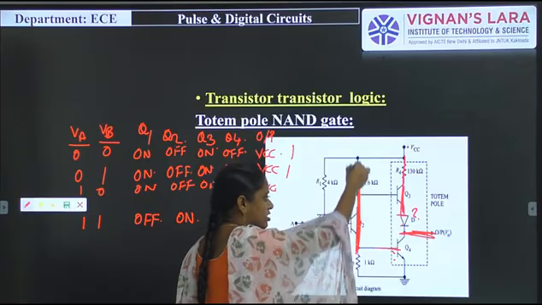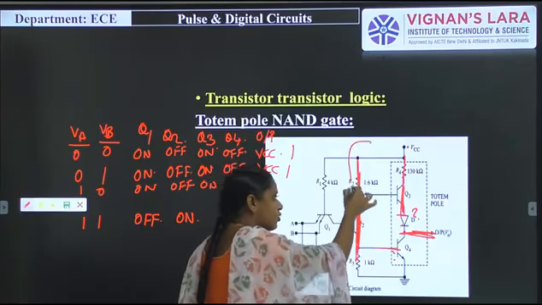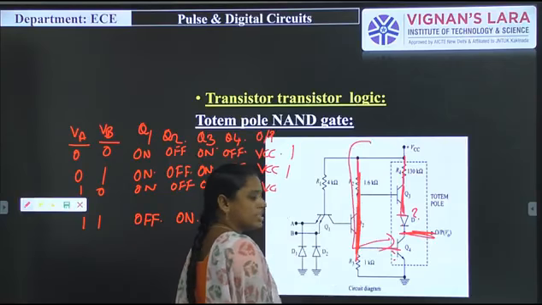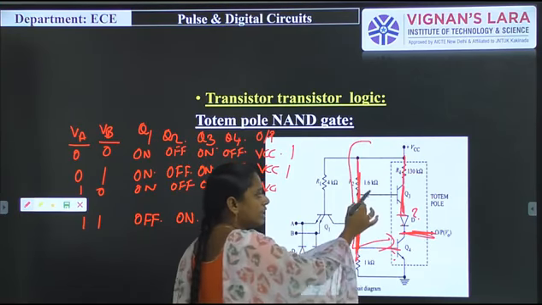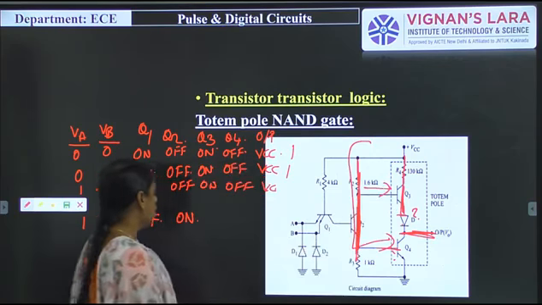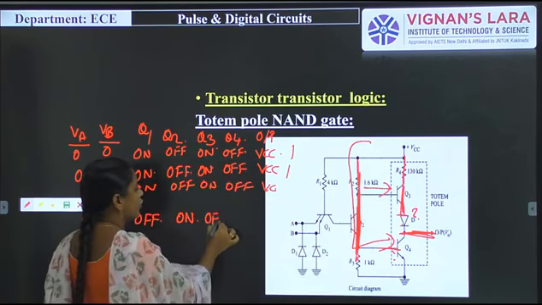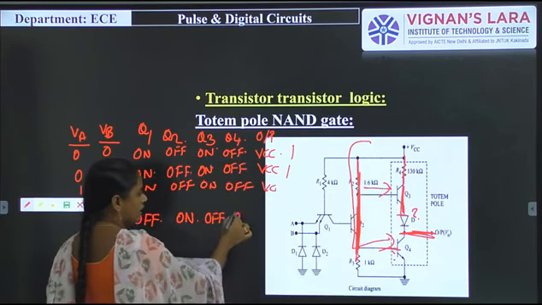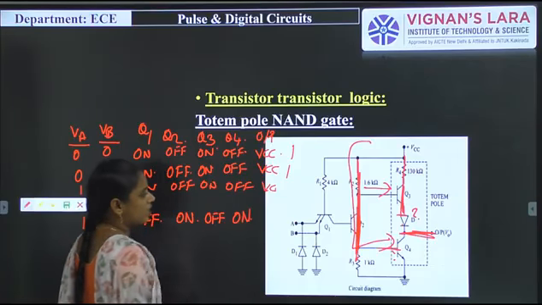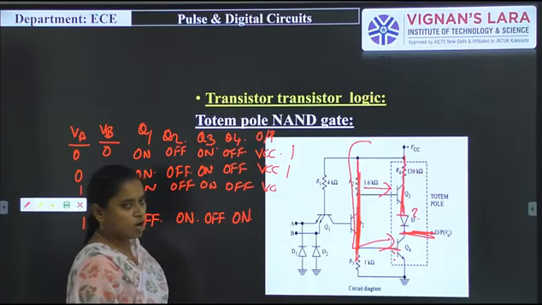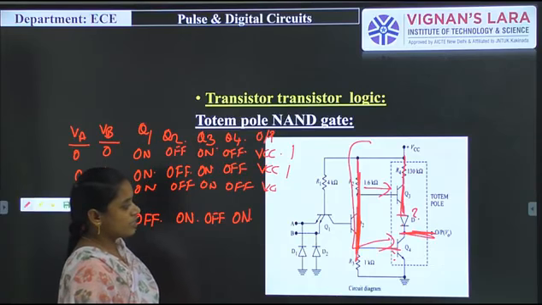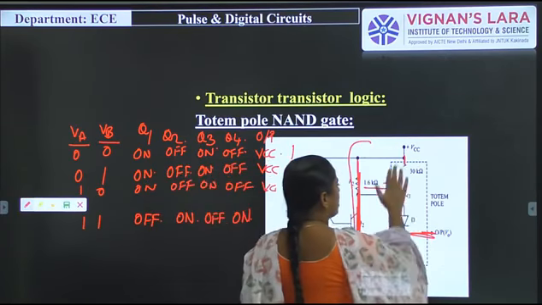So this can be replaced with a short switch. This VCC voltage is flowing to here, that is given to the transistor Q4. And in that particular time, Q3 will be in off condition and Q4 will be in on condition. And what is the diode condition? In that particular time, the diode is also in off condition. So that's why they can simply be replaced with an open switch.